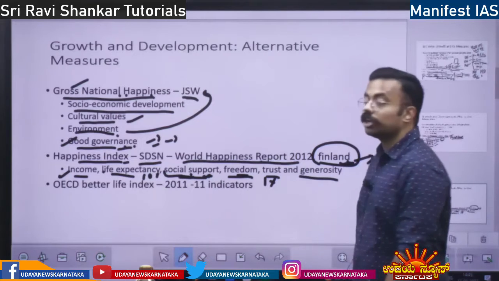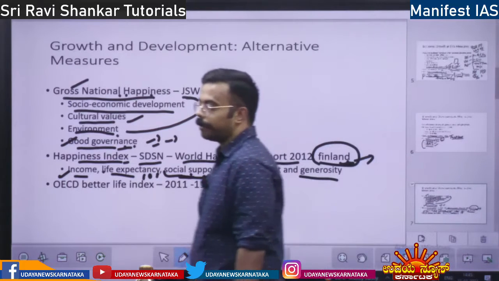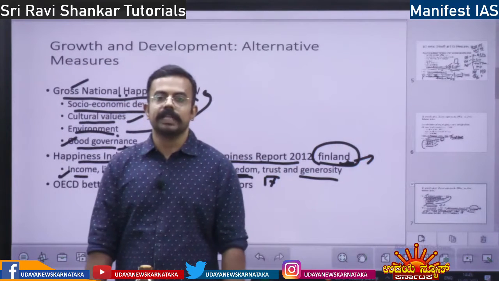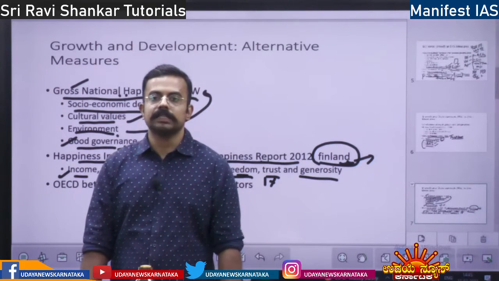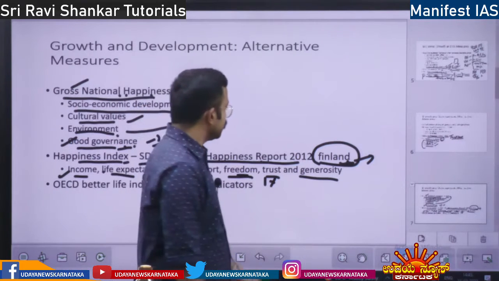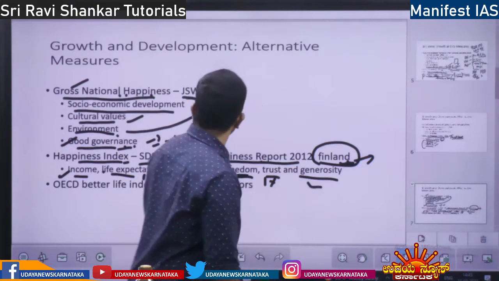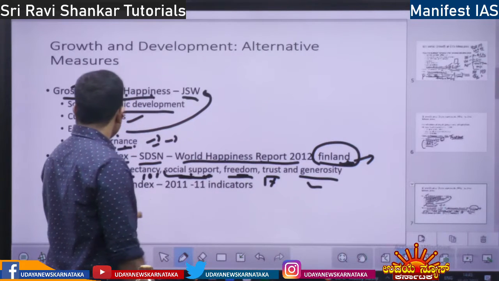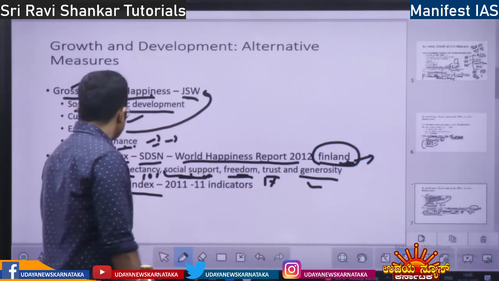Along with that, if there is generosity, those who are willing, those who have money, give money to the poor people. Generosity, philanthropy, dana dharma. Then there is happiness in the society. And this is what the index says. Along with that, we have the OECD Better Life Index.